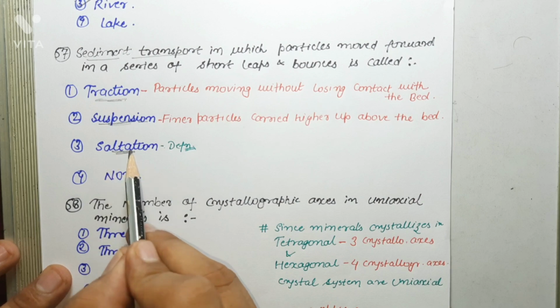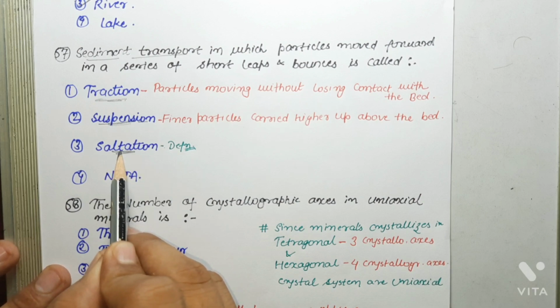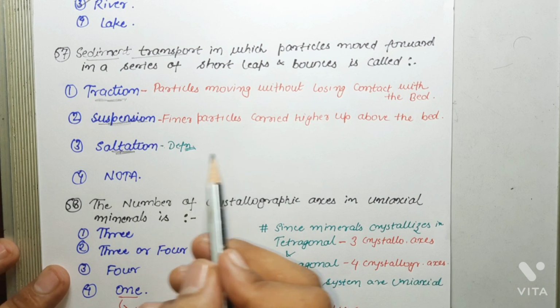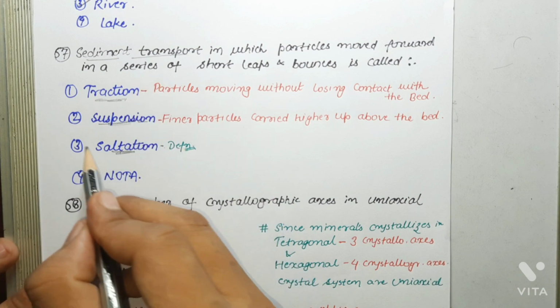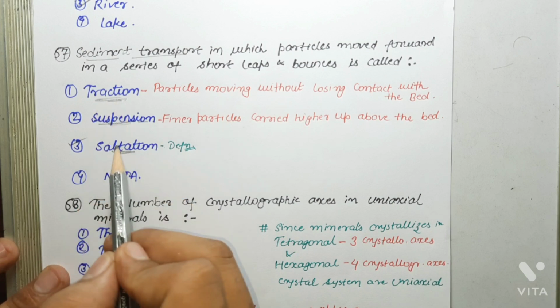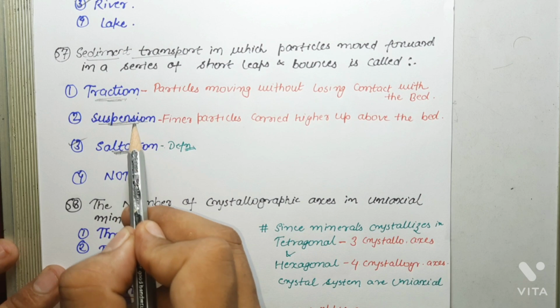Saltation, in case of saltation, it is a type of bed load transport in which particles move forward in a series of short leaps and bounces, and this is what the question is asking about. So saltation is the correct answer, and traction and saltation are types of bed load transport, while suspension is a type of suspended load transport.